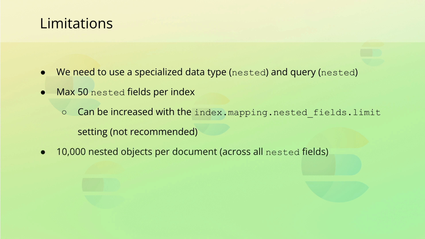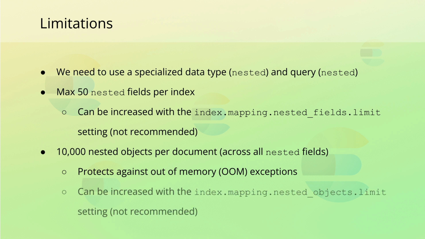Another limit is that a document may contain a maximum of 10,000 nested documents. This number is across all nested fields within a document. This limit is in place to help prevent against out-of-memory exceptions, which might otherwise occur. Increasing this limit is possible, but generally not recommended.